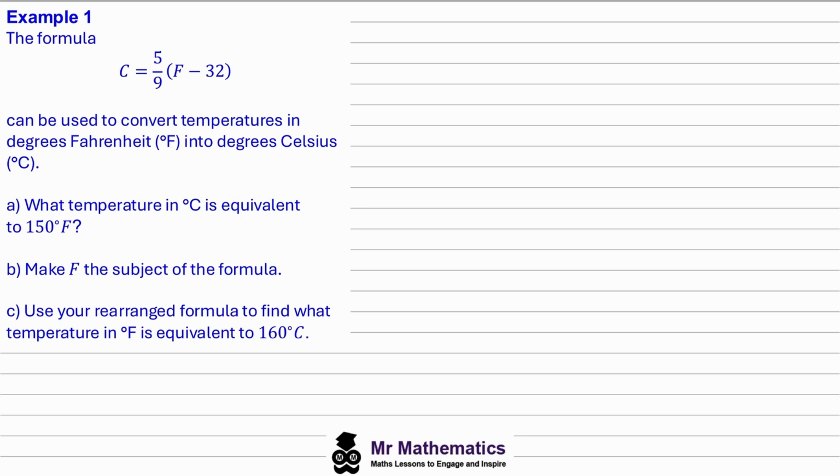So for example 1, we've been given this formula that's used to convert degrees Fahrenheit into Celsius. We've been asked to work out the temperature in degrees Celsius that is equivalent to 150 degrees Fahrenheit. So we're going to substitute this 150 degrees Fahrenheit in place of F, and then we can evaluate the right-hand side of this formula. So C will equal 5/9 multiplied by F, which we're told is 150, minus 32. And I'm going to show you how we can do this on a calculator.